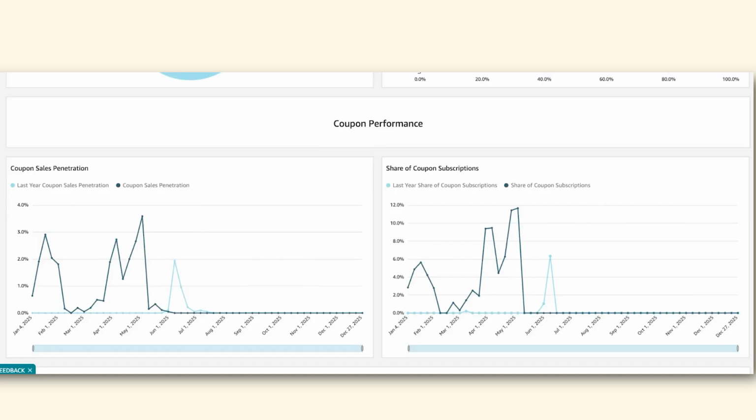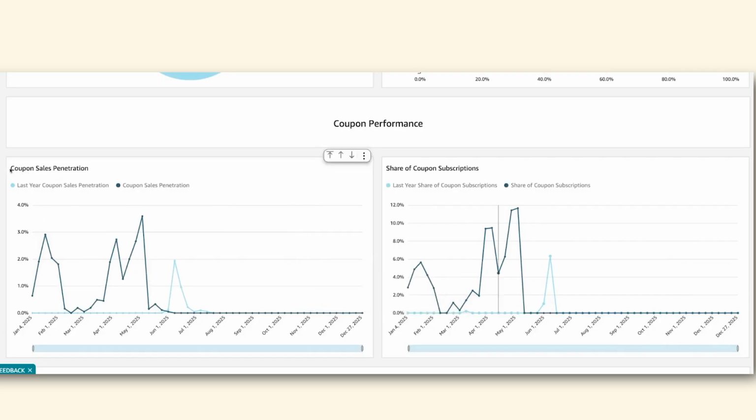So basically it's showing how the coupons affect sales and subscriptions. You see the spikes when the coupons are running. When it's flat, that means nobody's using coupons or we don't have any coupons. And it tells you exactly what drives the behavior of the subscriber. It's definitely very useful to look at.